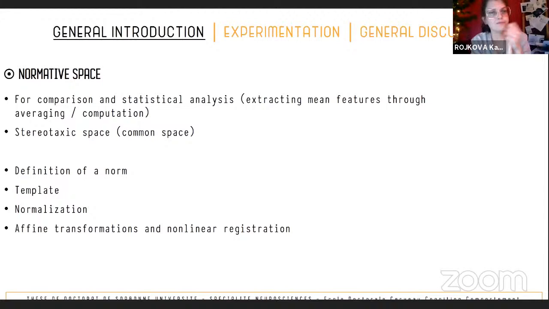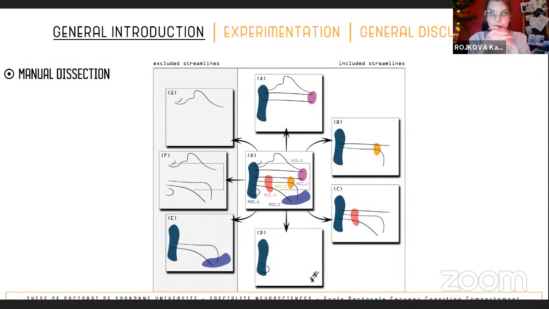Just a word on that. I was already talking about dissection because with the tracking algorithms, what you will obtain at the end of your tracking algorithm session is a ball of 100,000 streamlines. And it's like having on hand a real human brain. You can't do a lot with it like that. You have to dissect it. And you can do it virtually.